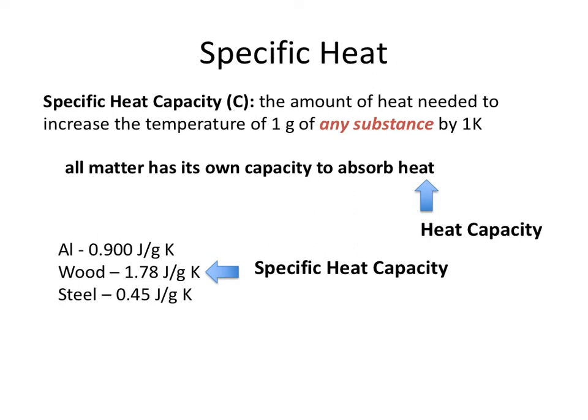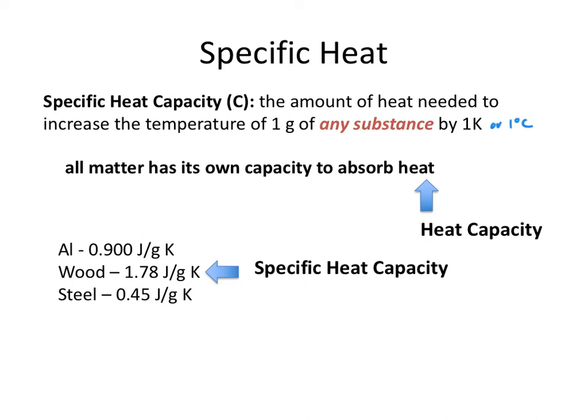Specific heat capacity is represented by the letter C, and it's the amount of heat needed to increase the temperature of 1 gram of any substance by 1 Kelvin. Or it can also be by 1 degree C. Either way, it doesn't matter. But basically, all matter is going to have its own specific ability or capacity to absorb heat. And the heat capacity of your substance is going to dictate its behavior relative to absorbing and releasing heat.